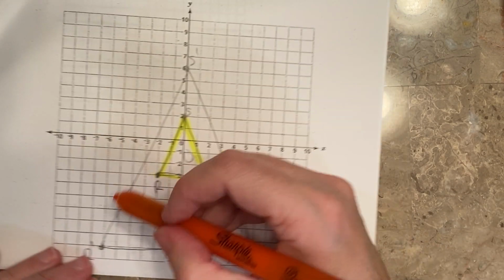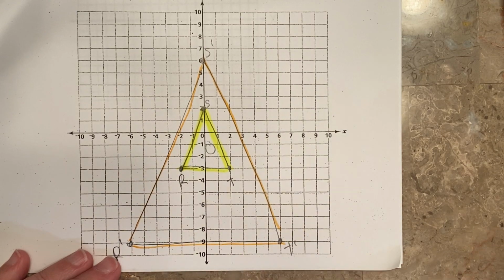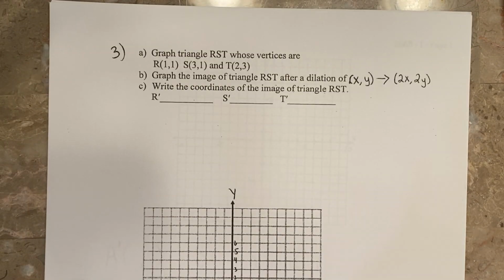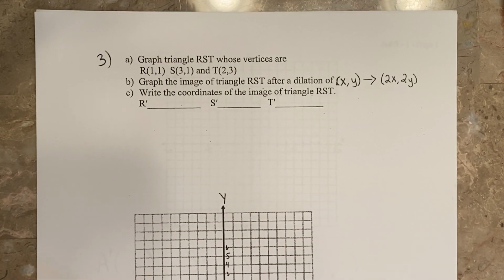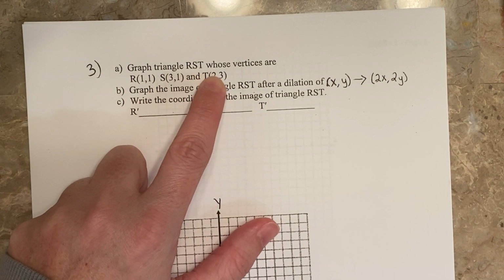You know it's going to be an enlargement from the beginning because you're multiplying by that number 3, which is bigger than 1. Hopefully this is not too bad for you guys. All right, so it's going to get a smidge more difficult, but you guys can do it. I know it. So we're going to start with graph triangle RST.